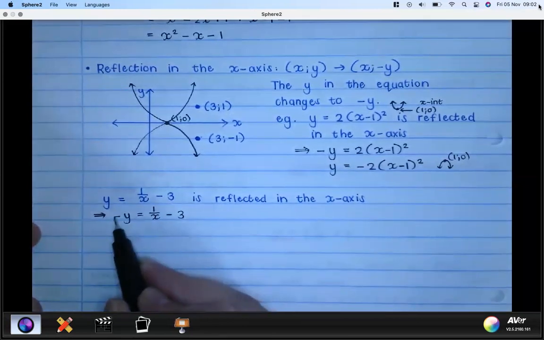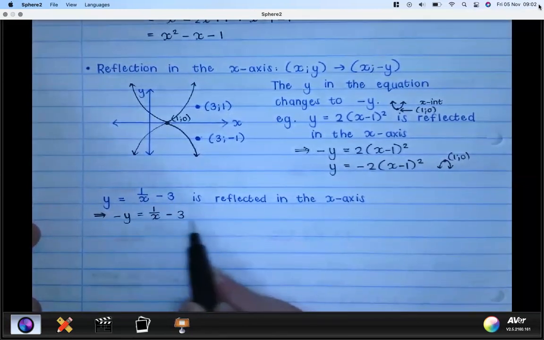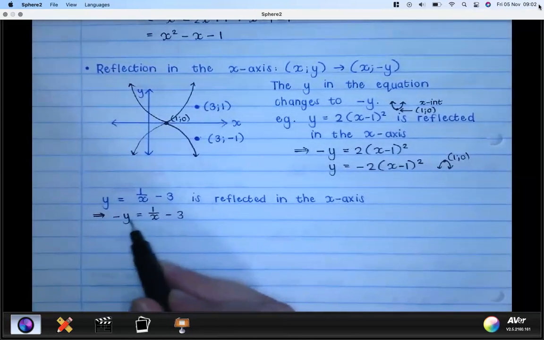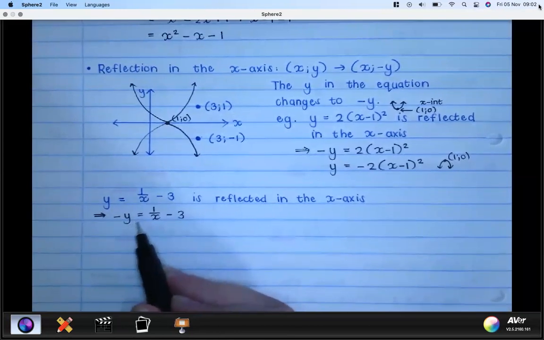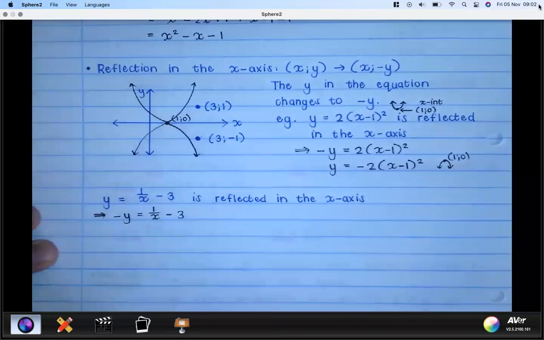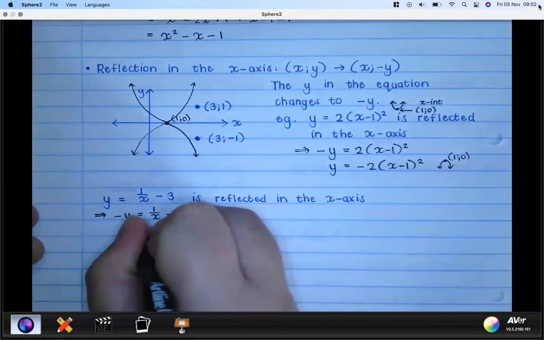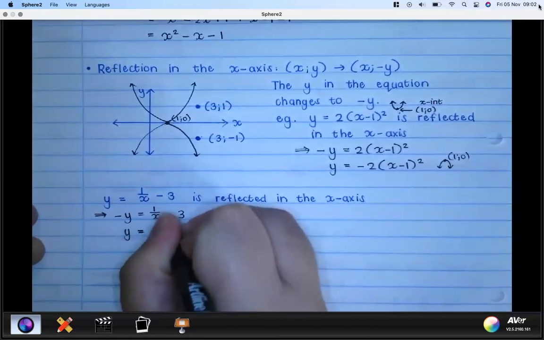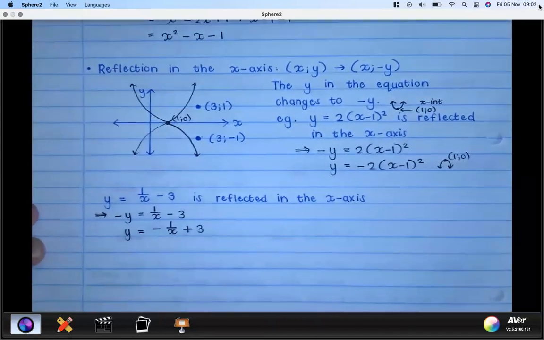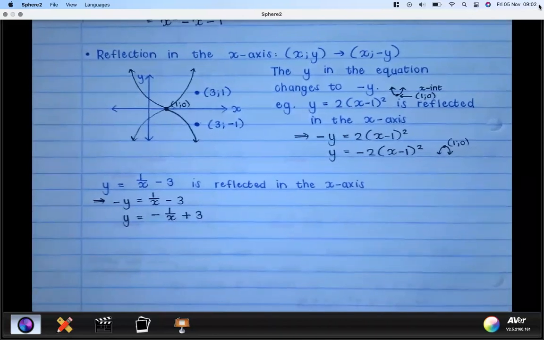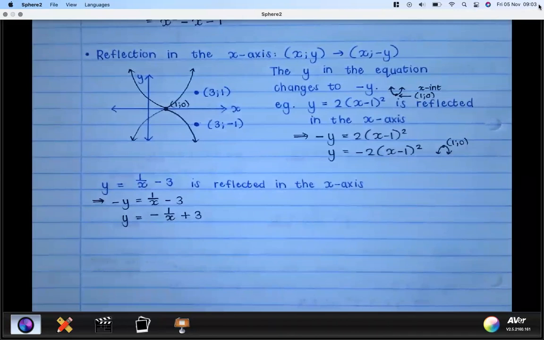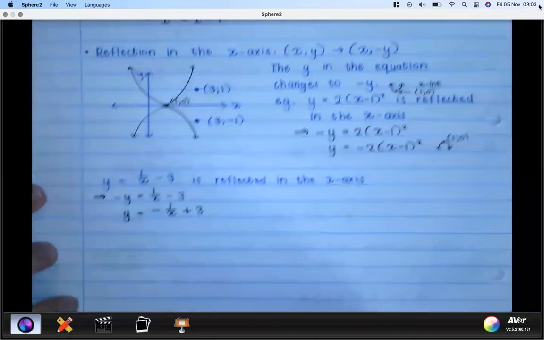Now, when you move this negative 1 to the other side, you are essentially dividing through by negative 1 to get rid of the negative 1 in front of the y. And remember, when you divide through by negative 1, you're dividing every single term by negative 1. So this becomes positive y. This is becoming negative 1 over x. And this negative 3 is going to become positive 3. All right, you have to change the signs of all of the terms in the equation. All right, reflection in the x-axis, done.